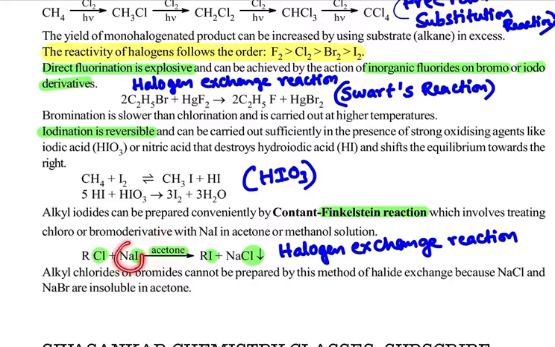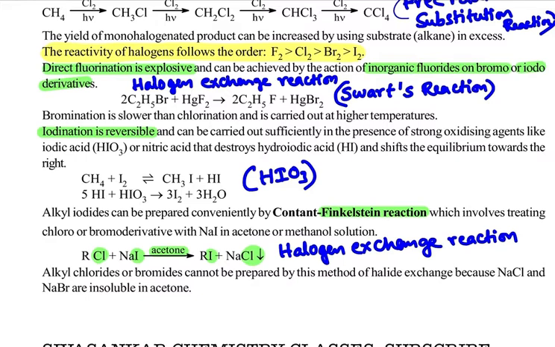Due to the large size of iodine, sodium iodide gets covalent nature. Covalent sodium iodide is soluble in acetone. Why? Because a substance with covalent nature is slightly non-polar, and according to like dissolves like, sodium iodide is soluble in acetone. So that way it participates in the chemical reaction.